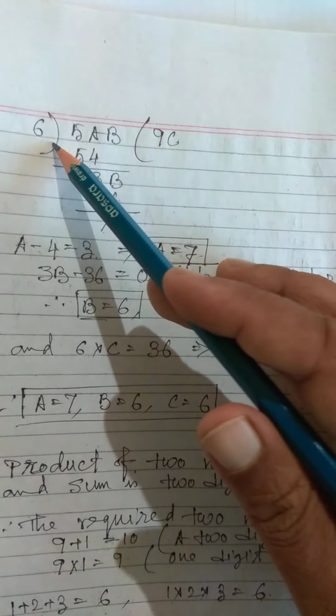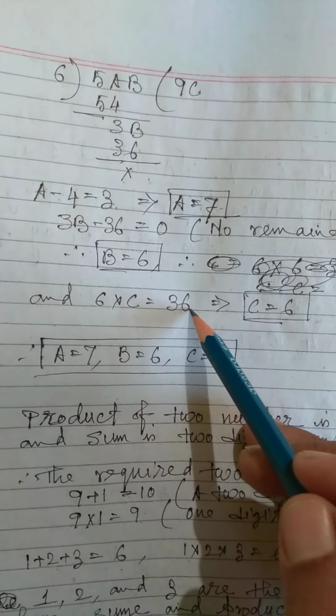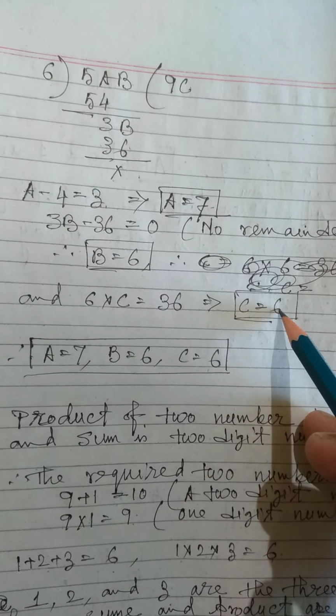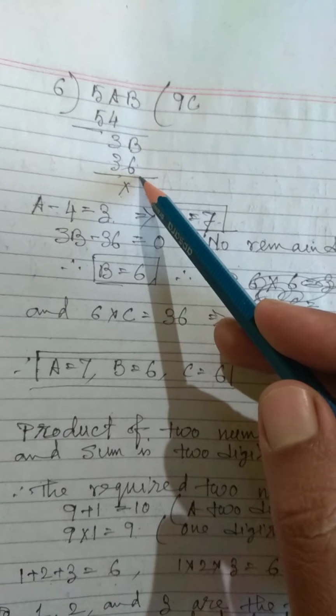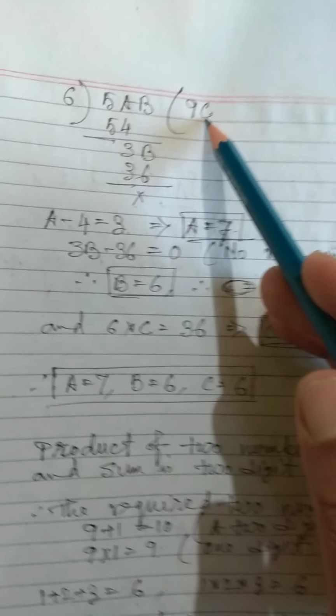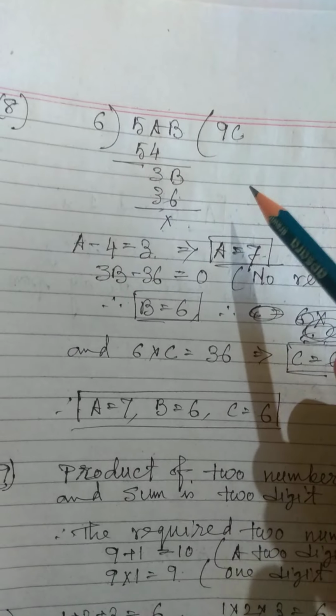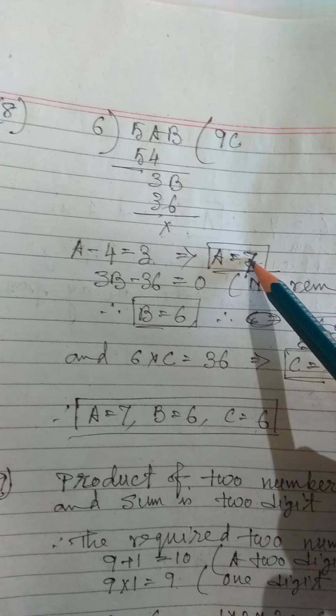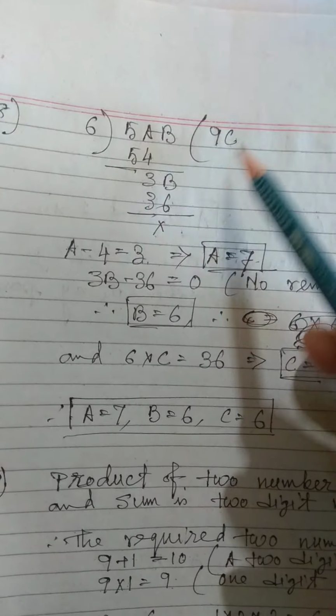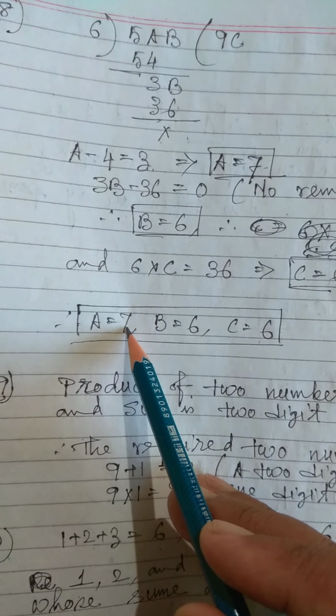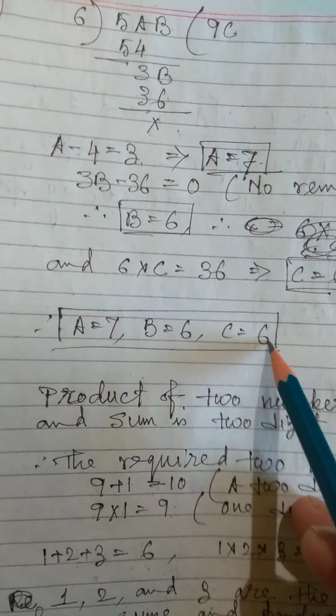And 6 into what number equals 36? So 6 into C equals 36. So C equals 6. So 6 into 6, 36. Therefore A equals 7, B equals 6 and C equals 6. Here it is written A equals 7, B equals 6 and C equals 7.